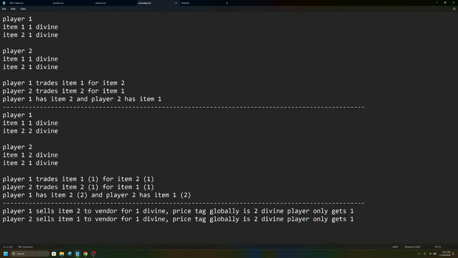So, I kind of went over this already, but let's just go over it again, right? So, player 1, item 1 costs 1 divine, item 2 costs 1 divine. Player 2, item 1 costs 1 divine, item 2 costs 1 divine. Player 1 trades item 1 for item 2. Player 2 trades item 2 for item 1. Player 1 has item 2 and player 2 has item 1.